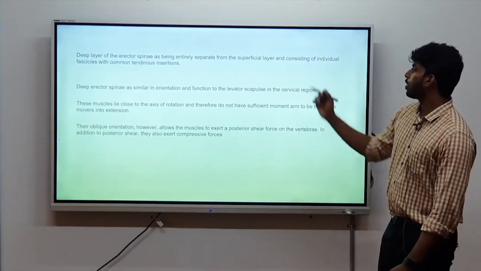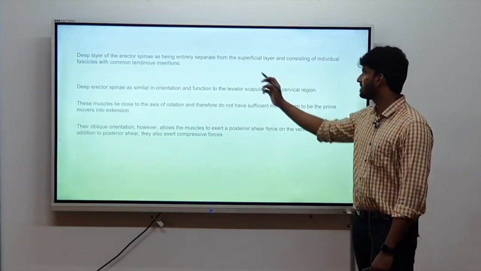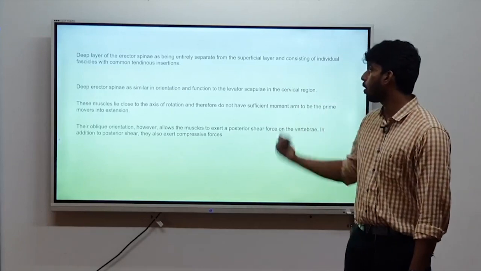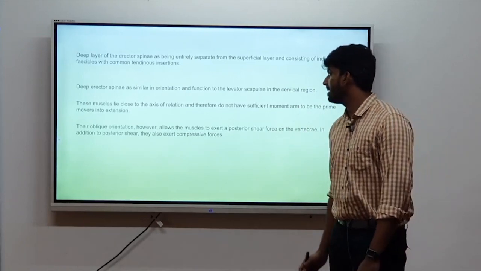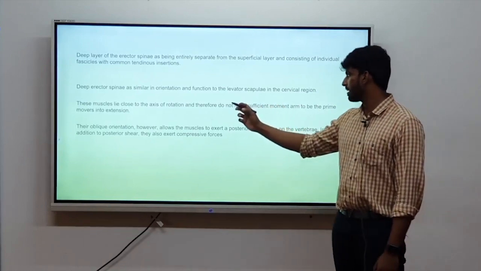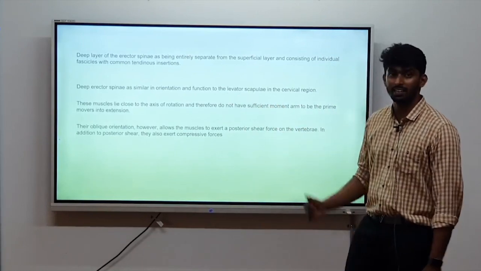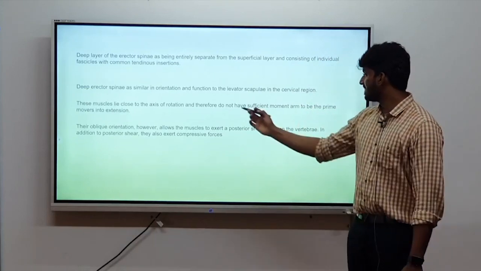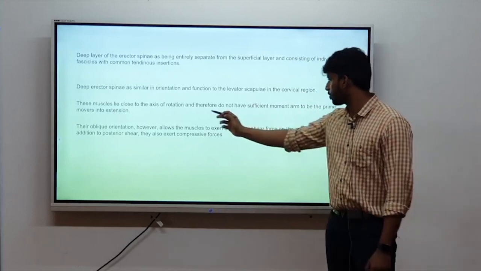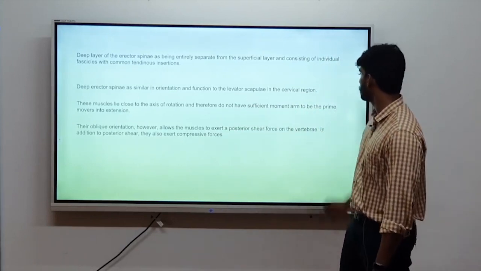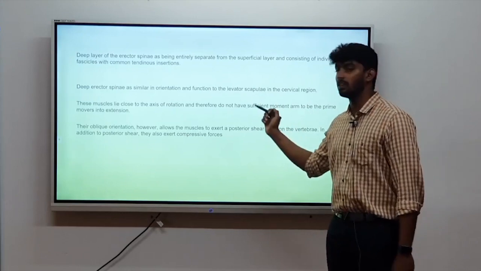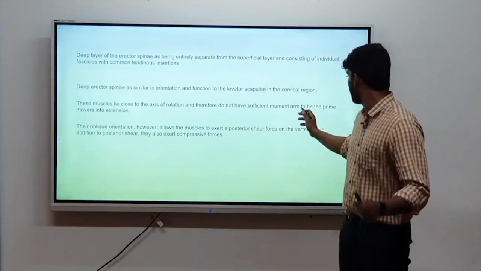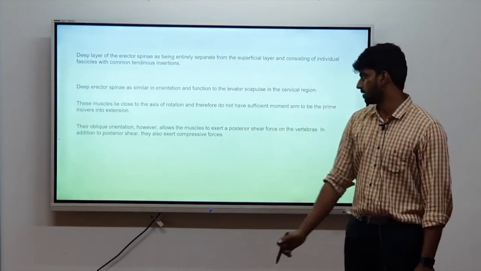So the deep layer of the erector spinae is entirely separate from the superficial layer and consists of individual fascicles with common tendon insertions. The deep erector spinae is similar in orientation and function to the levator scapulae in the cervical region that we discussed. This muscle lies close to the axis of rotation and therefore does not have sufficient moment arm to be a prime mover in extension, which means the difference in the moment arm will affect the particular actions of the muscle.